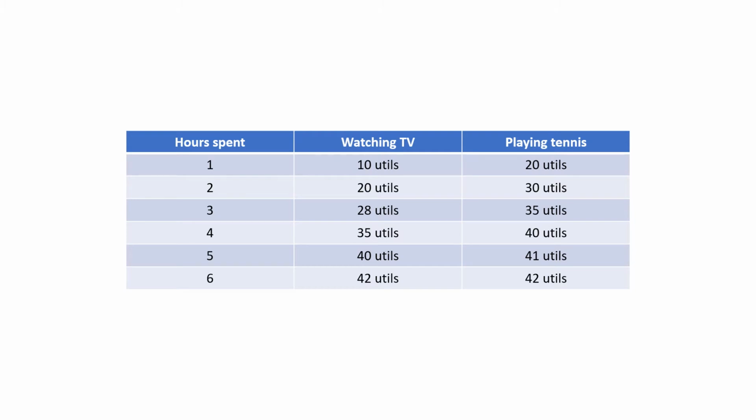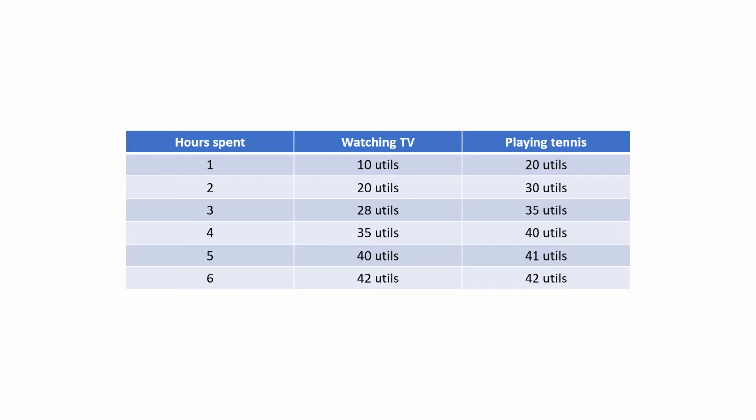Let's imagine that you have a Saturday job and it starts in the evening. Maybe you work at a fish and chip shop, and you've got 5 hours on Saturday afternoon and early Saturday evening at leisure. And there are only two options: watching TV and playing tennis. If you were to spend all 5 hours watching TV, you would experience 40 utils of pleasure. On the other hand, if you were to spend all of the 5 hours playing tennis, you would experience 41 utils of pleasure.